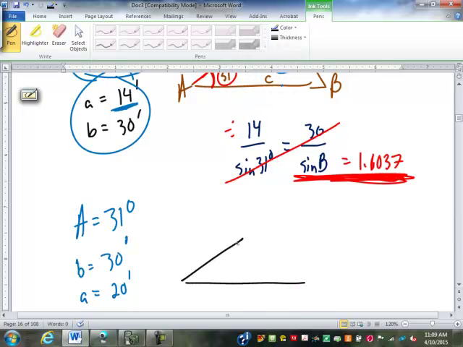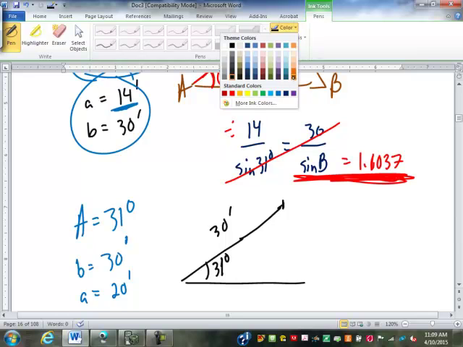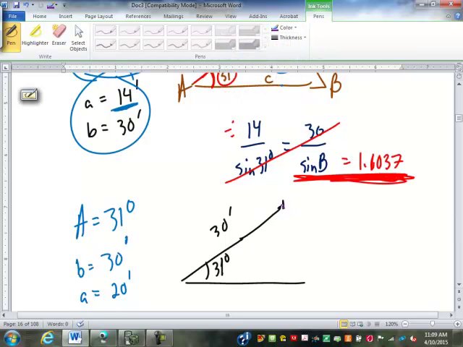So this is 31 degrees here. This is 30 feet. When you get to here, however, does that 20 feet for side A go this way? Or does it go this way? It can work either way. So what we need to know here somehow is if this angle B is either acute, like this one, or obtuse. What if it's obtuse?